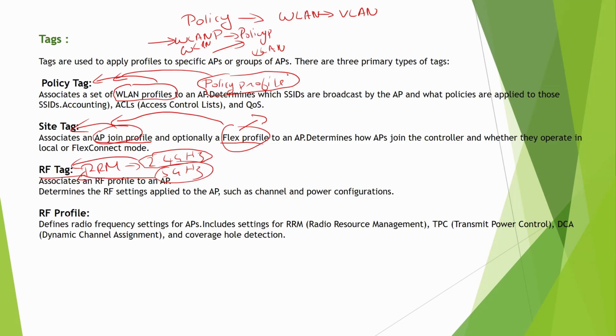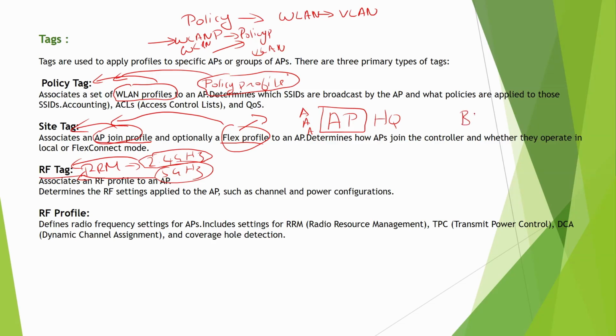Okay, RF tag. So now what is happening? These policy tag, site tag, and RF tag, you will assign to the AP. You have got an AP. Suppose this is a headquarter AP. In this AP, I will put policy tag A, site tag A, and RF tag as A.